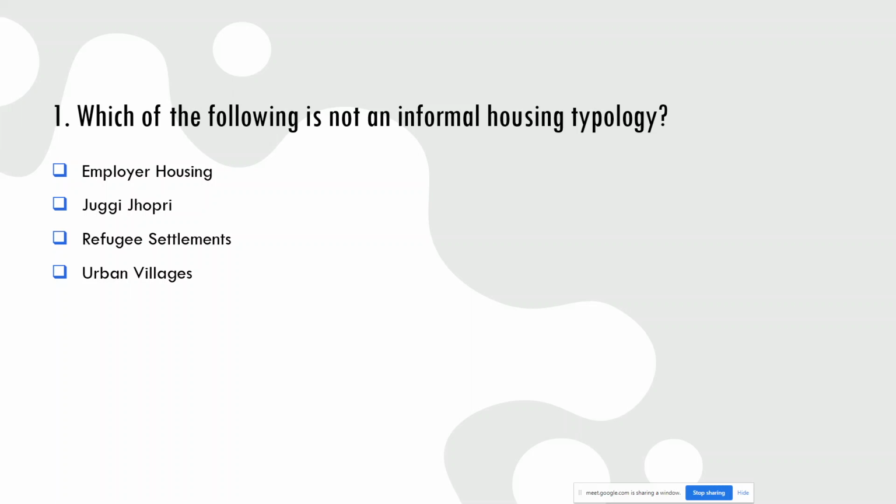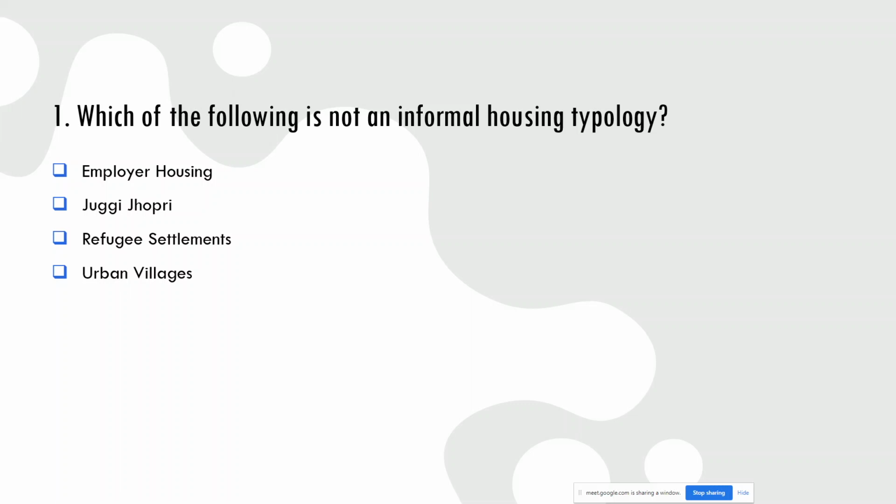Employer housing actually comes under the formal housing typology. So it is the correct option for this particular answer. But let us also examine the other options in this question. The second one is Jhuggi Jhopdi. It is a type of informal housing typology which is much more prevalent in the North Indian states and North Indian Union territories. The third one is refugee settlements.